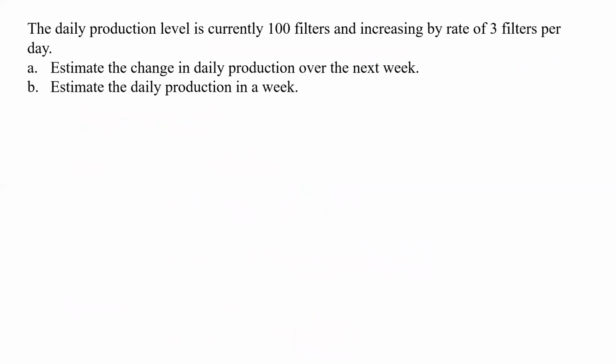All right, so the next one says the daily production level is currently 100 filters, and it's increasing by a rate of 3 filters per day. Estimate the change in daily production over the next week.